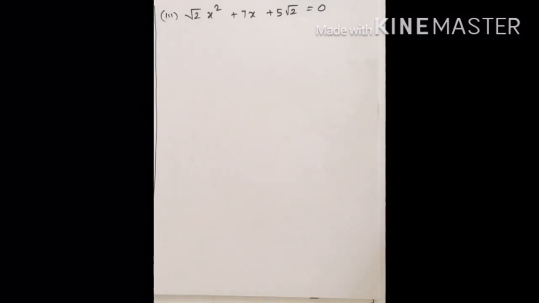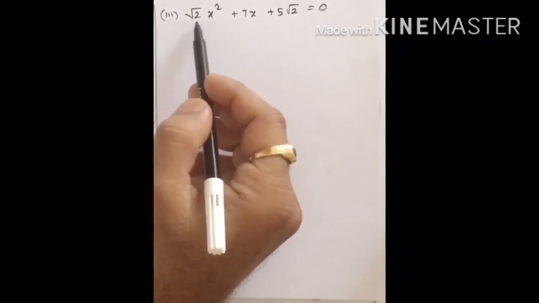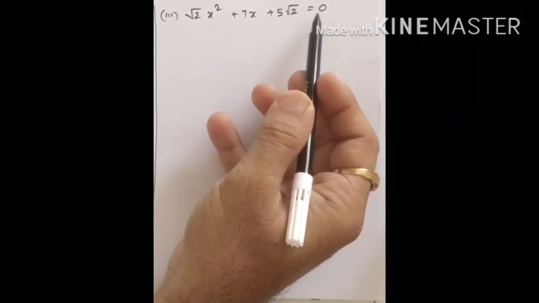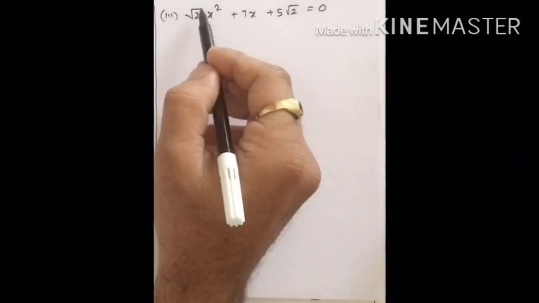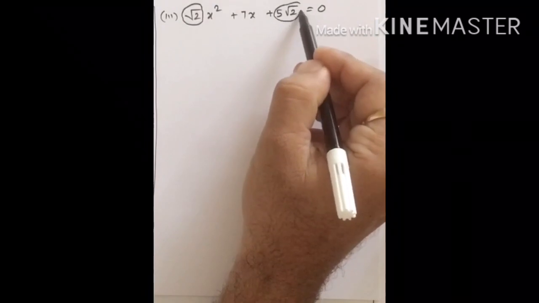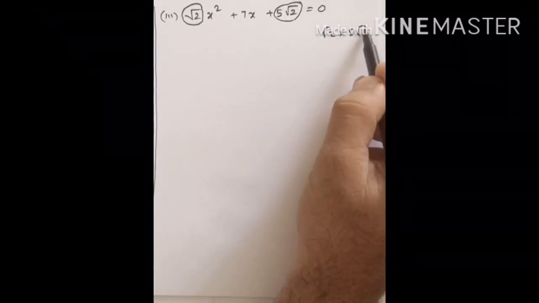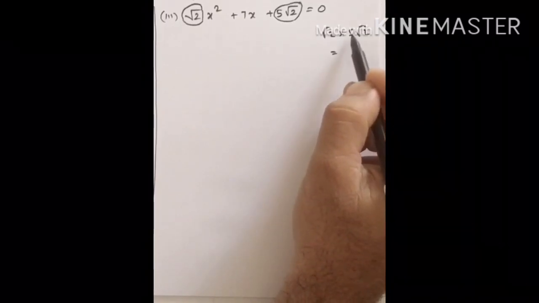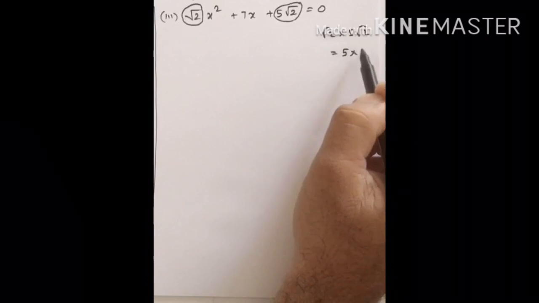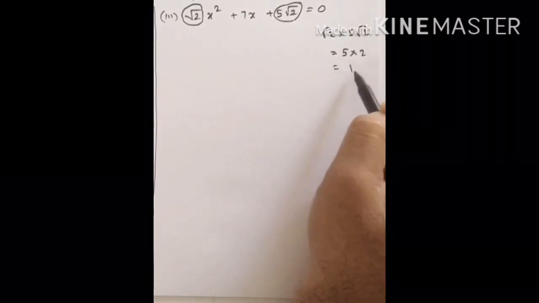To the next question. Third question from exercise 4.2: root 2 x square plus 7x plus 5 root 2 is equal to 0. Now coefficient of x square and constant c should be multiplied. So root 2 into 5 root 2 will be 5 into root 2 into root 2, which is root 4. Root 4 is 2. Okay, so that is 10.